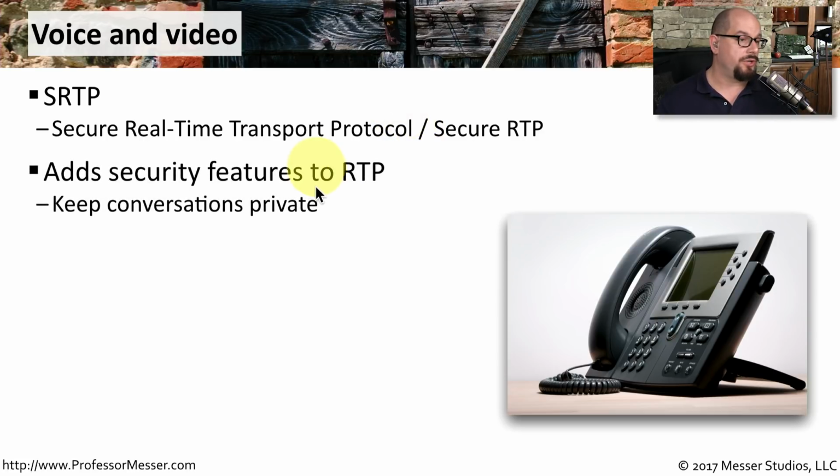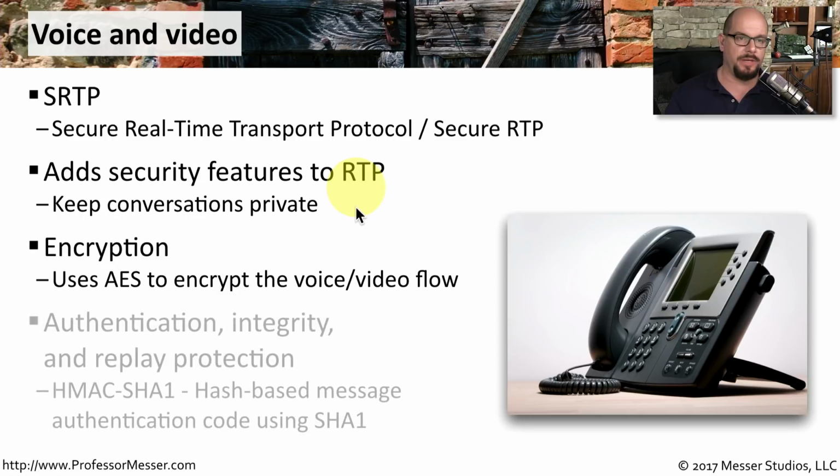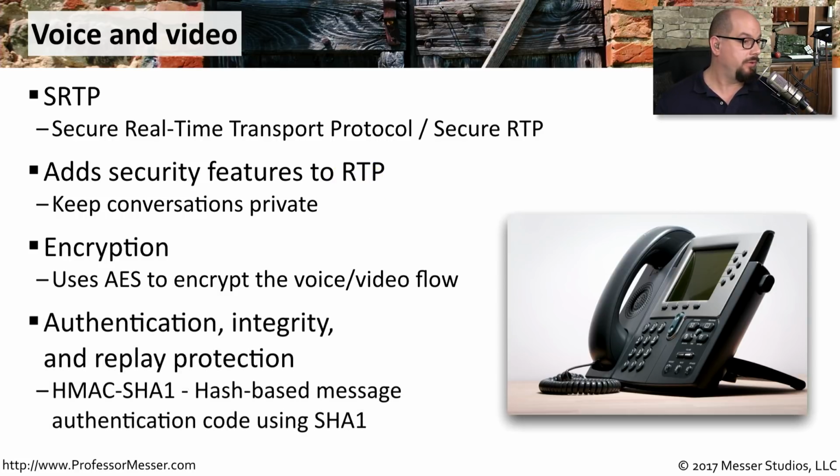SRTP is the secure version of the Real-Time Transport Protocol that you may have seen with other voice over IP technologies, but it adds encryption using AES to make sure that all the video and audio is confidential as it goes through the network. SRTP also includes authentication, integrity, and replay protection by including HMAC SHA-1 as a hashing function. With this in place, you know that you're receiving the original audio or video stream, and there's nobody sitting in the middle with a man-in-the-middle attack listening in on your conversations.